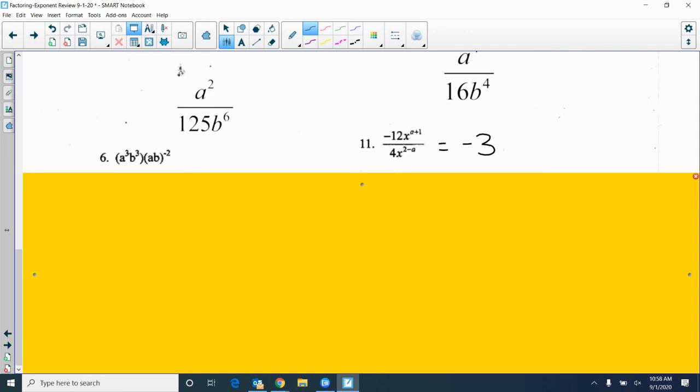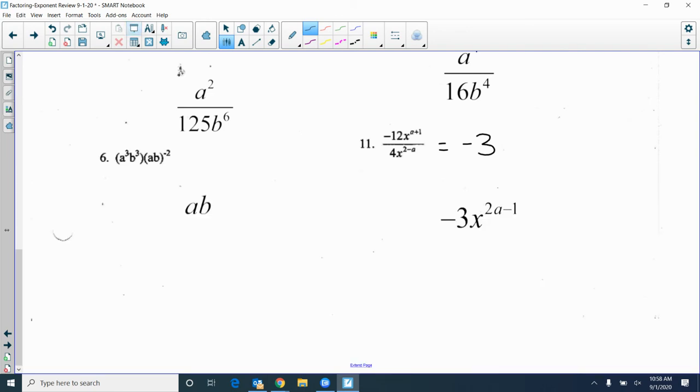Okay? Sometimes there's a confusion. Should it be on top or should it be on bottom? Should it be -3 over x to the 2a minus 1, or should it be -3x to the 2a minus 1? Well, just like this, a to the 6 over a squared. If you do 6 minus 2, it's always, always, always in the numerator. So if I do numerator minus denominator, it has to be in the numerator. So if you take a look at this answer I have, it's -3x to the 2a minus 1. Okay, for that. And that would be your final answer. All right. Just be careful there.